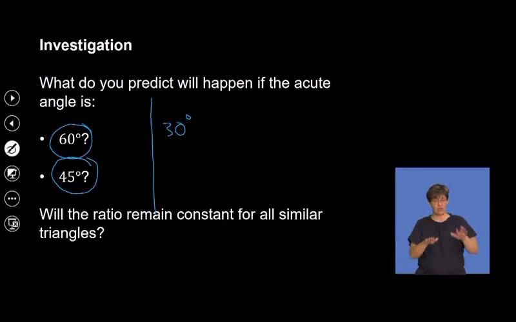Now, will the ratio remain constant for all similar triangles? That's the big thing that you want to look at. And also, if you were to tip and turn it, will it be the same as the original ratio? That's the big thing that I want you to do now. So as we go into an ad break, please try to investigate that. Draw 2-3 tables, fill them in, look at if the angle is 45 degrees, if the angle is 60 degrees.